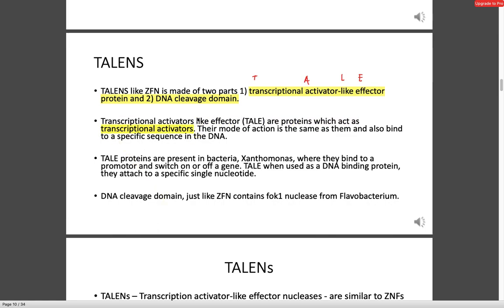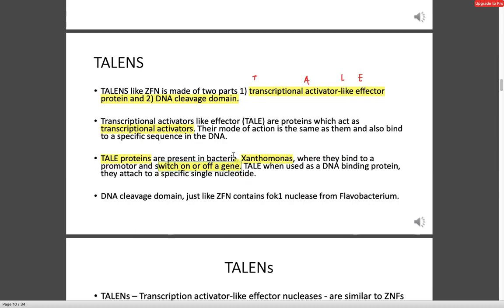Alright, so transcriptional activator like effector, TALE. TALEs are protein which act as a transcriptional activator. So maksudnya dia starter of the transcription process. Alright, their mode of action is the same as ZFN, they also bind to a specific sequence in the DNA. So sama, dia ada sequence dia, alright? Then you have TALE proteins present in bacteria, Xanthomonas, where they bind to a promoter and switch on or off a gene. TALE is used as DNA binding protein that attach to specific single nucleotide.